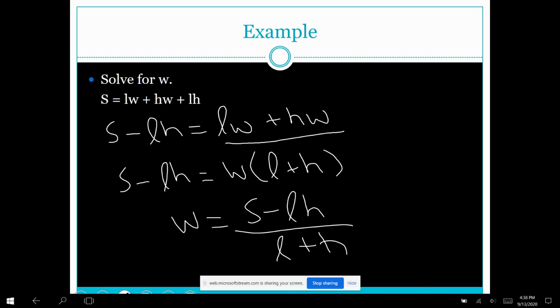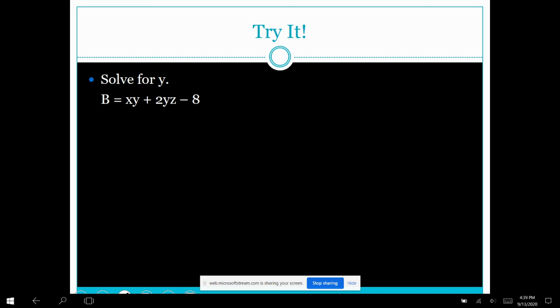Don't get tempted to try to cancel out those H's because that will not work. You have a sum in your denominator. Okay? Don't do something you can't do. That does not work. And so your final answer is (S minus LH) over (L plus H). Okay? This is the last one. You guys can go ahead and try if you'd like.